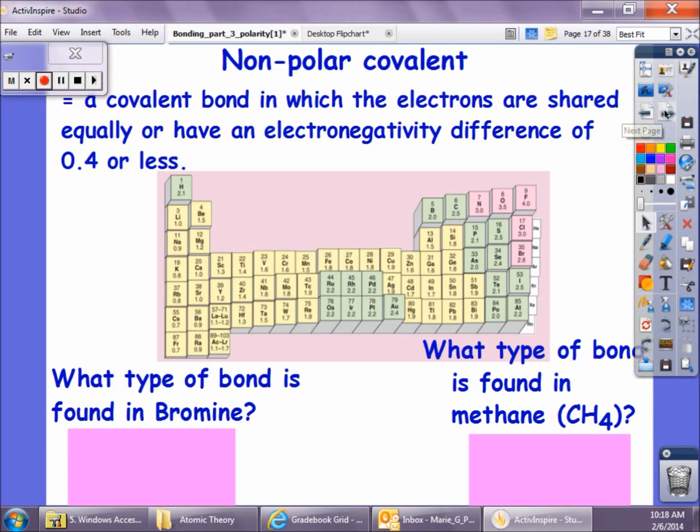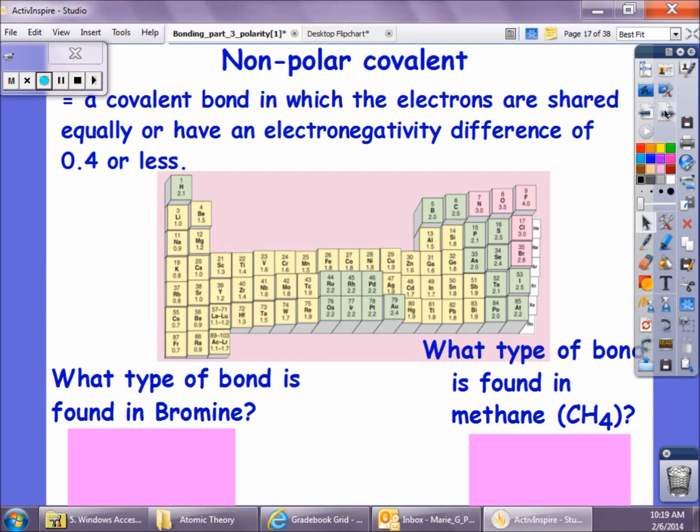Okay. Now, non-polar, this is what you need to know. Non-polar covalent is a covalent bond in which the electrons are shared equally or have an electronegativity difference of 0.4 or less. Can you pull out your electronegativity table? Did I give you a periodic table that has the electronegativity for each element? Can you pull it out, please? Okay, non-polar, no one is pulling more. They are sharing electrons, but they are sharing those electrons equally.